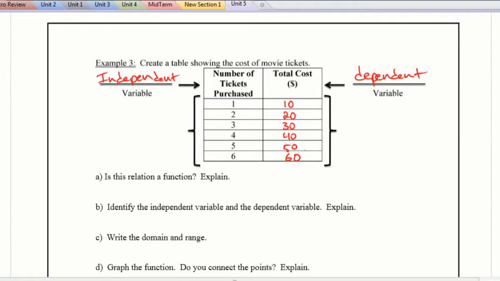It's good. Remember, anything we have here, we start with, these are all of our x values. We're going to call these our domain. And all of our y values are a dependent variable. It's going to be our range.